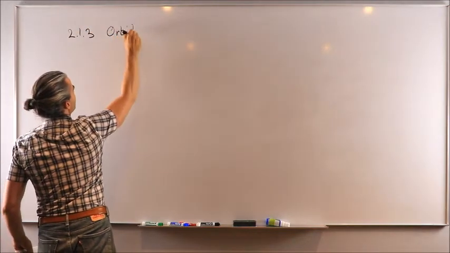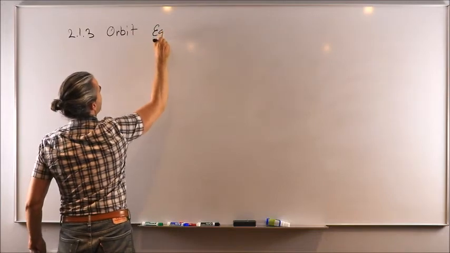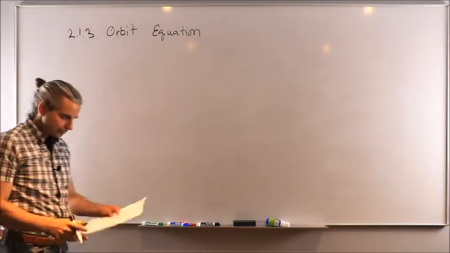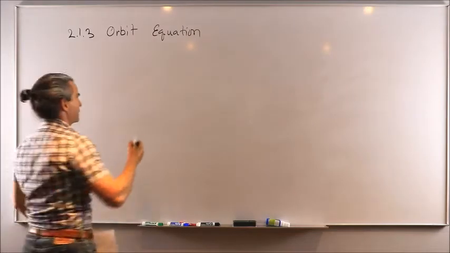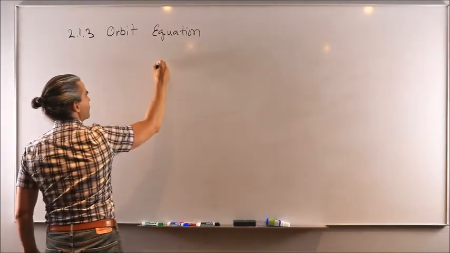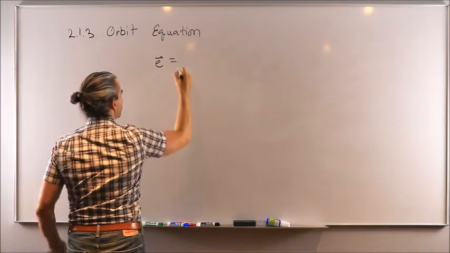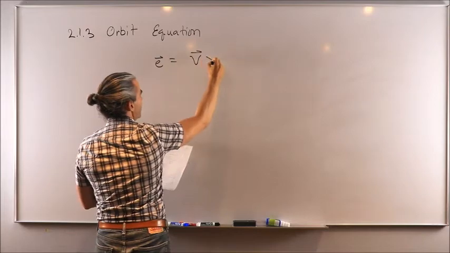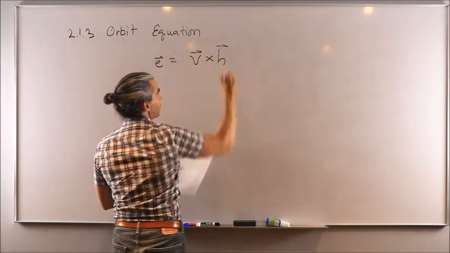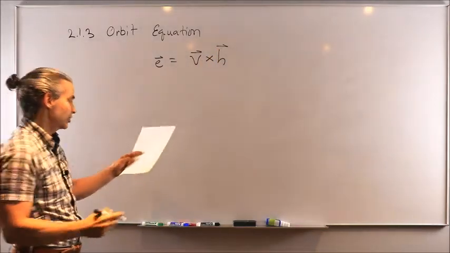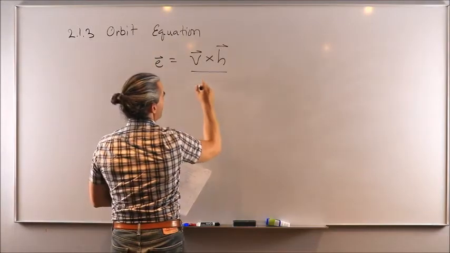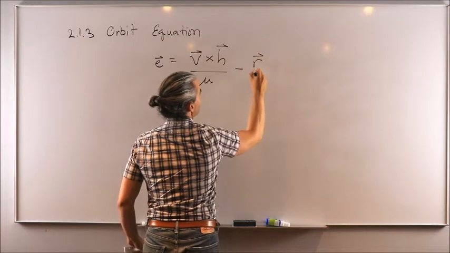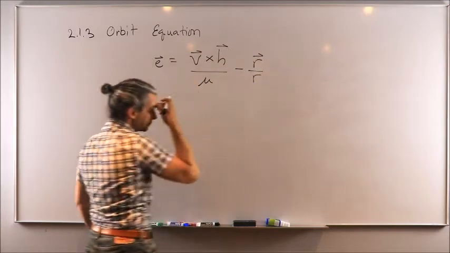again, the first thing we're going to do is to derive the so-called orbit equation. So to do this, I'm going to start off by remembering that the eccentricity vector from last time was shown to be equal to the velocity vector cross product of the specific orbital angular momentum vector h over mu of the primary body minus the position vector over the distance r.